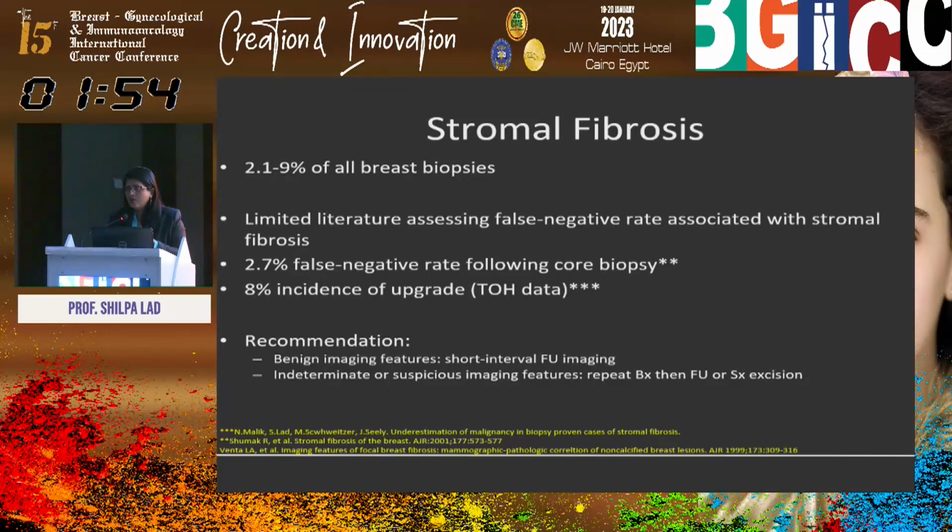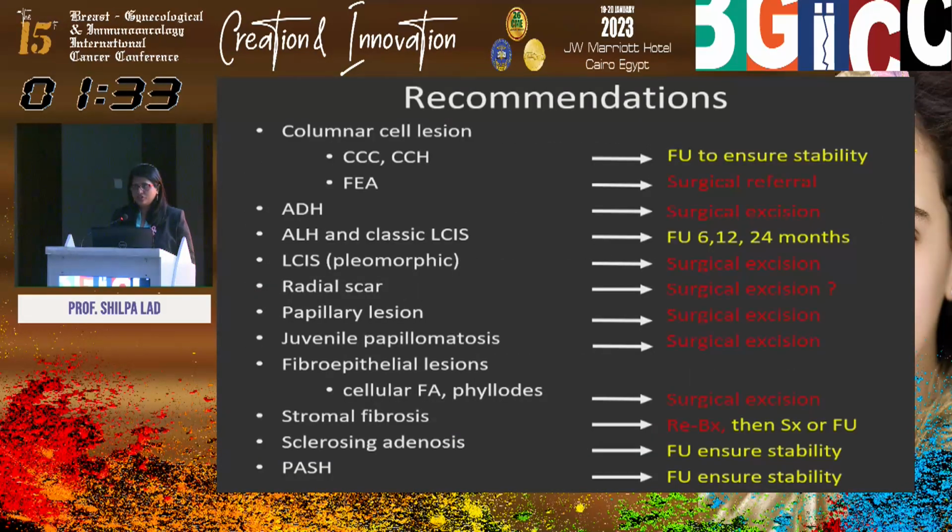desmoplastic reaction. If the imaging features are concerning, like a spiculated mass, then you recommend a repeat biopsy with 11 gauge or 10 gauge vacuum-assisted biopsy. At the second biopsy also, if it is negative, then you may choose to follow up. But despite the second biopsy, if you're still concerned, then don't hesitate to ask for a surgical excision biopsy.